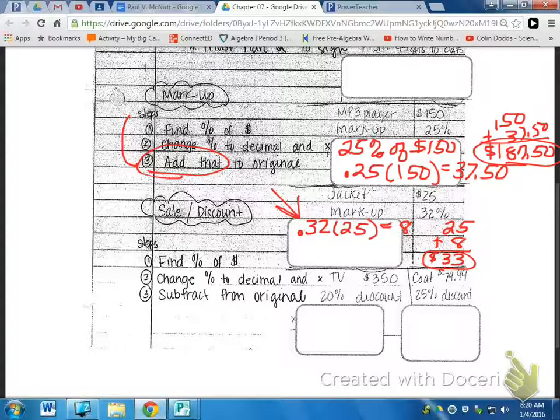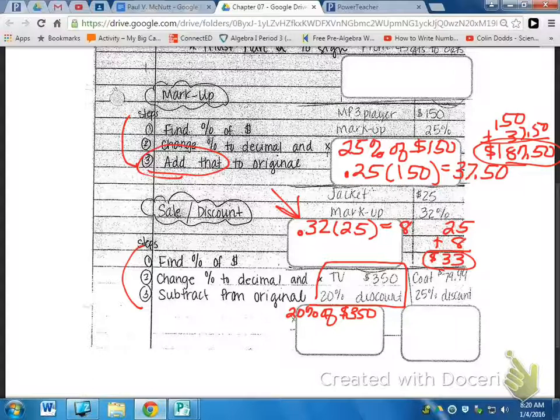Okay, so fine. Now we're going to do sale and discount. Much better. I like sale and discount because that makes the price go down. Most consumers like that. So we're going to find the percentage of the dollar amount and subtract it from the original. So the first one right here, a TV is $350, and it's a 20% discount. So what we really want to do is 20% of $350. Okay, 20% as a decimal, what would that be?